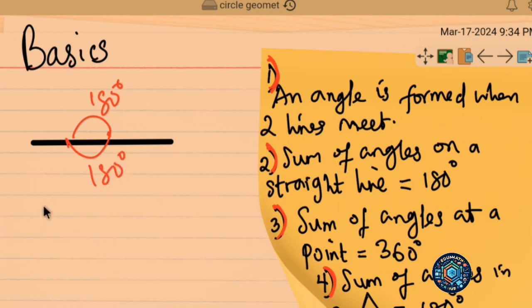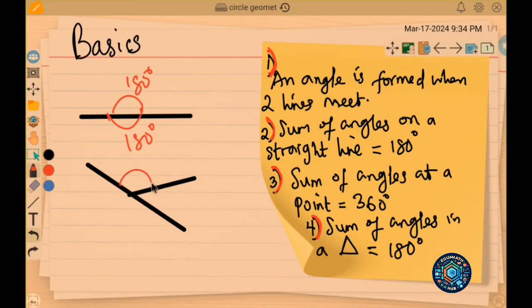When you have two lines on the straight line meeting, maybe something like this, right here you have two angles. So you have this angle here and this angle here. These two angles are meeting on this straight line. Both of them are standing on this straight line. You can see from here to here standing on this line, here to here standing on this line. So if you add these two angles together, you must get 180.